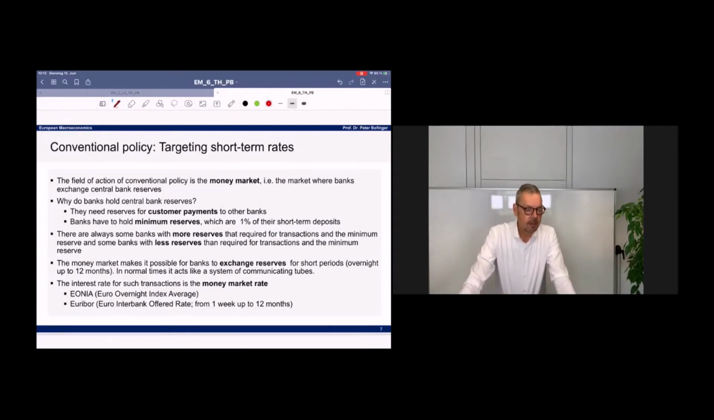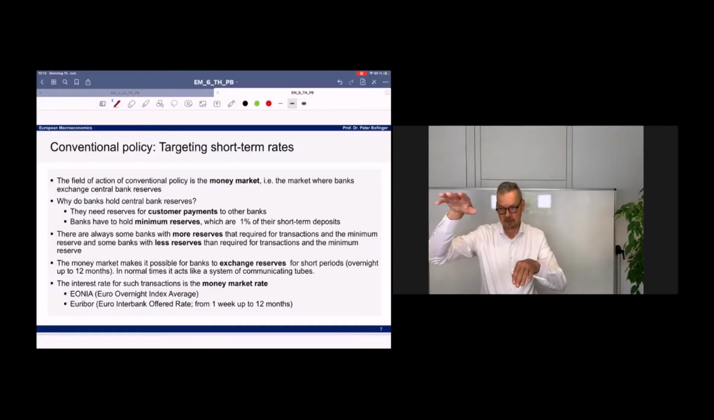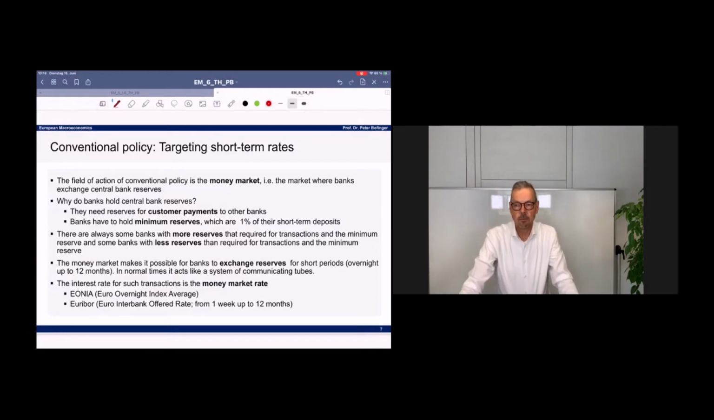And so the money market is a kind of system of communicating tubes. Some banks have too many reserves, some banks have too little reserves, and by trading these reserves on the money market, you can reach a situation where all banks have a sufficient amount of reserves. Therefore, the money market is a very important element in the financial system.